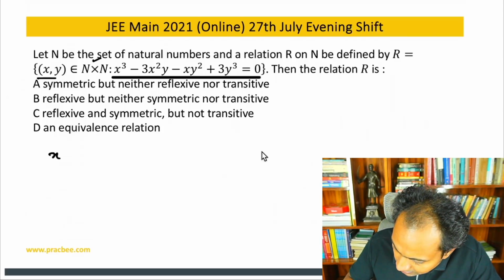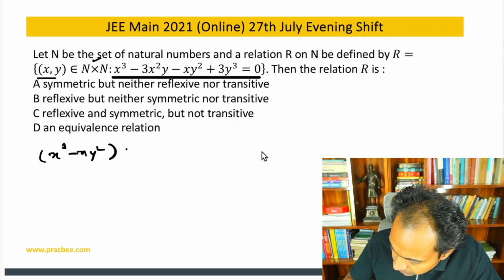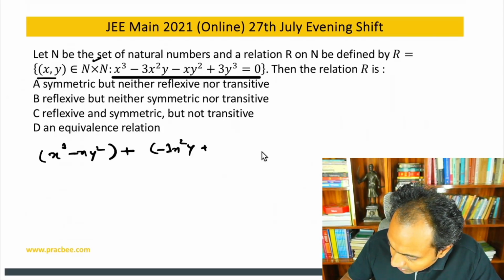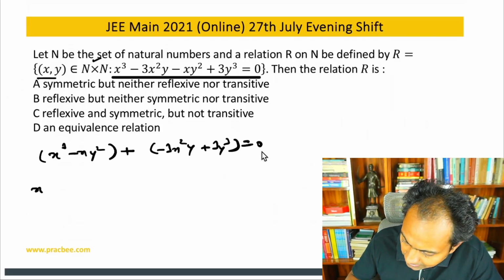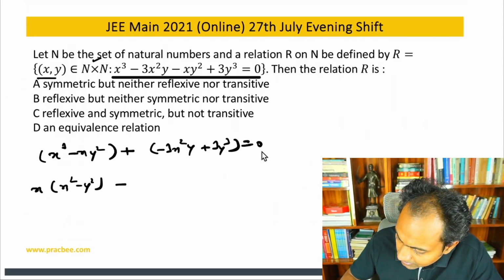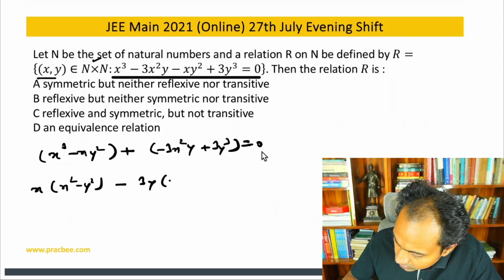So this would mean x cube minus xy square I can group together. And then the remaining thing, minus 3x square y plus 3y cube, I can group together. Now from here I can take x common, so this becomes x square minus y square. From here I can take 3y common, so this again becomes x square minus y square.